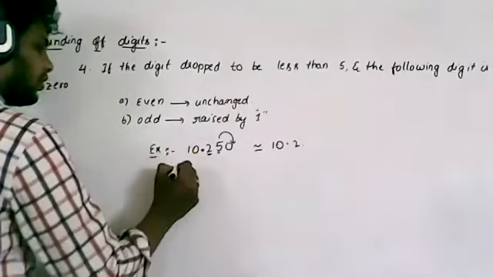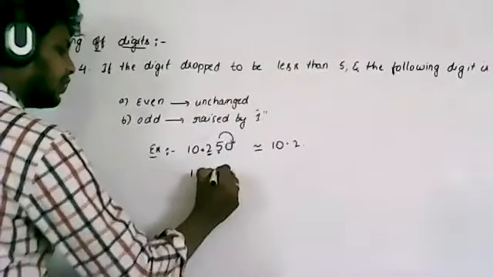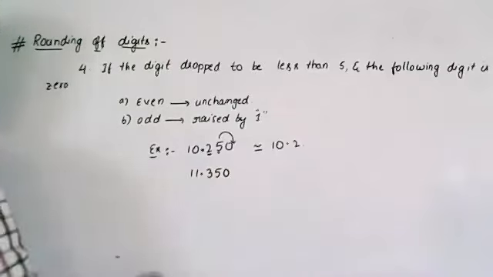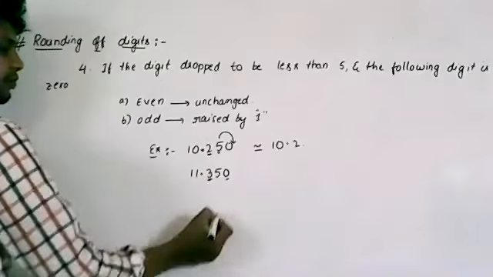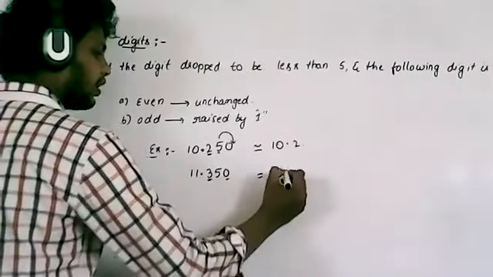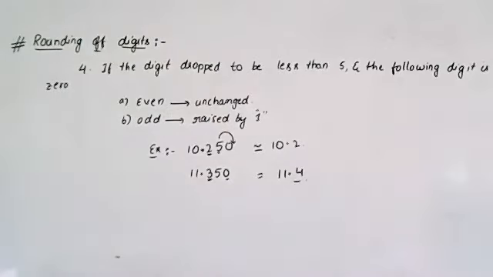So I'll give one more example. For example, I'll take the value like this: 11.350. If you take 11.350, this is an odd digit followed by 0. Therefore, it is taken as 11.4. Clear, it is taken as 11.4. Now, I hope you understood those definitions.